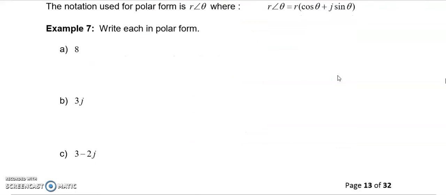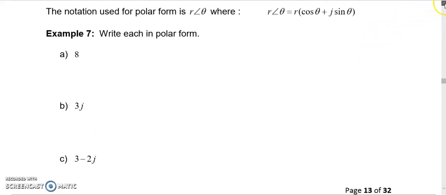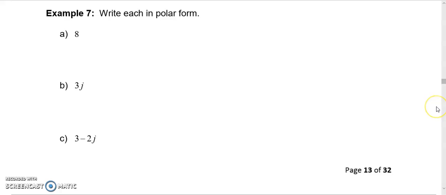Example number 7 on the bottom of page 13. What they want us to do there is take these numbers, and all of these numbers, you will notice, even if they don't look like a complex number, they are complex numbers. They are all in rectangular form. So let's look at the first one. It's just 8. Now you can think of that as 8 plus 0j, if you like.